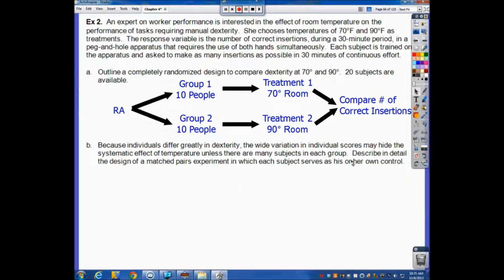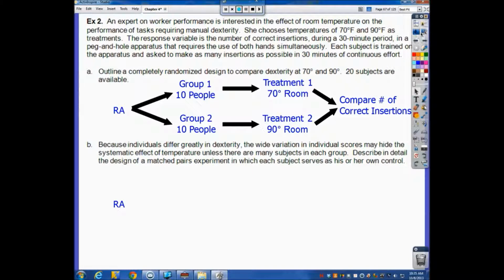Okay? So it says, describe in detail the design of a matched pairs experiment in which each subject serves as his or her own control. So instead of just 10 people getting one treatment, we're going to say 10 people get both treatments. So we're going to start with our random assignment. We're still going to split them up into two groups of 10. And so now at this point, we may say, all right, let's flip a coin. Let's keep this completely random here.